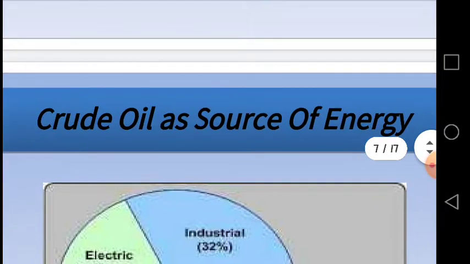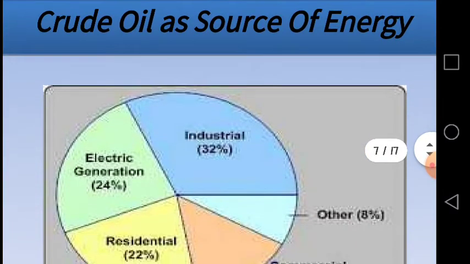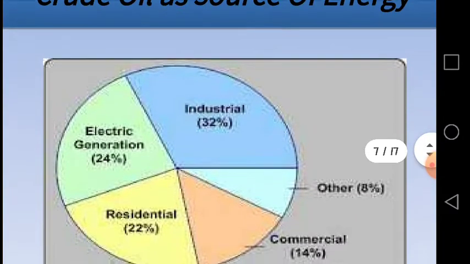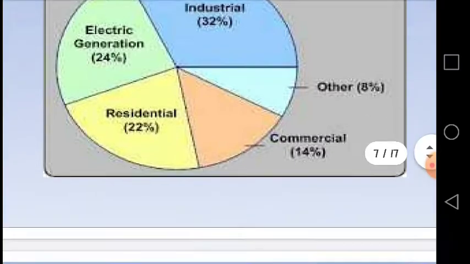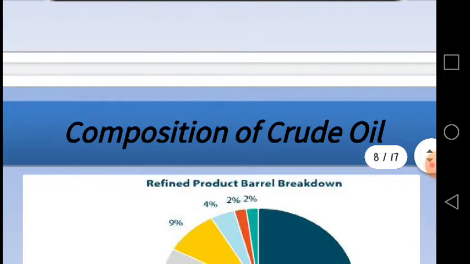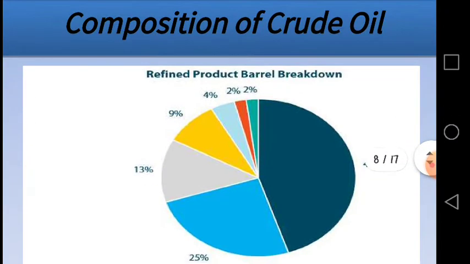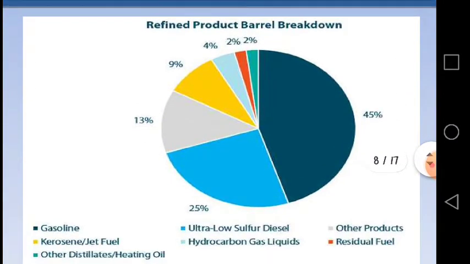Now we are going to look at crude oil as a source of energy, because crude oil provides energy 32% in industrial areas, 24% in generation of electricity, 22% in the residential areas, 14% in commercial, and 8% in different segments of life. The composition of the crude oil. Now we are focusing on the composition of the crude oil.